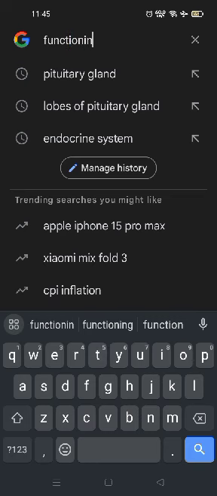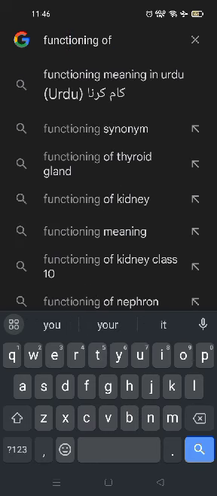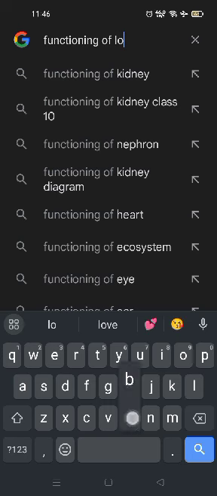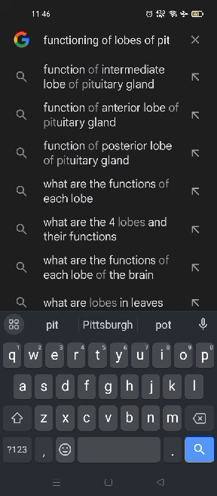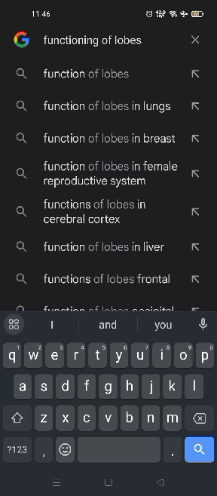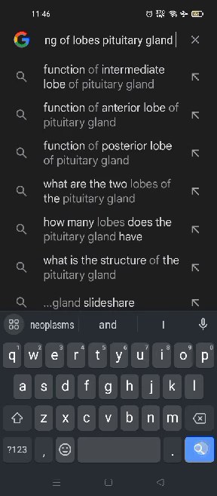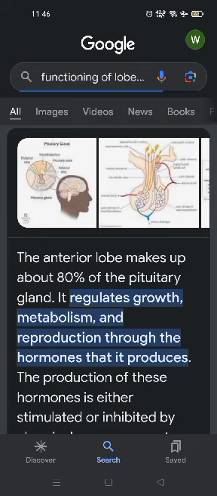Functioning of lobes of pituitary gland. So here, we have found it.